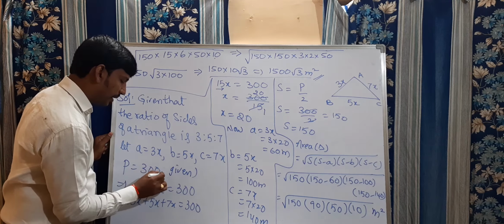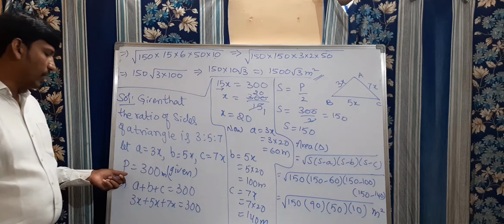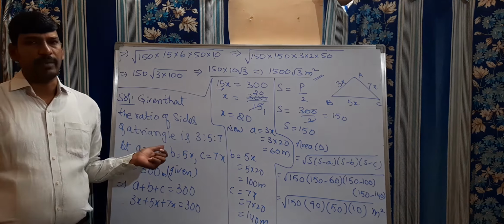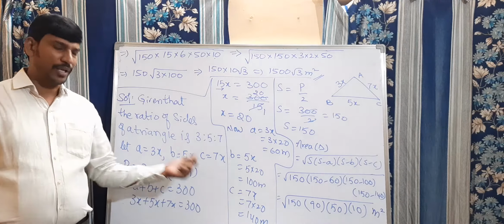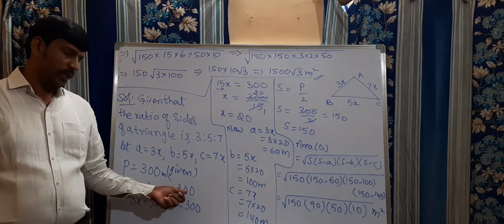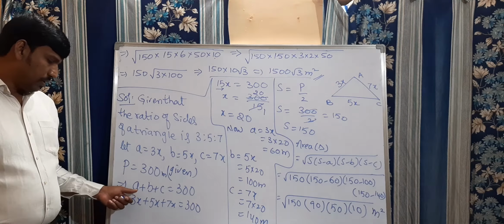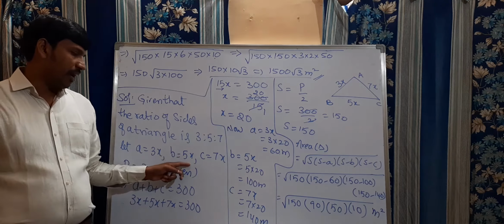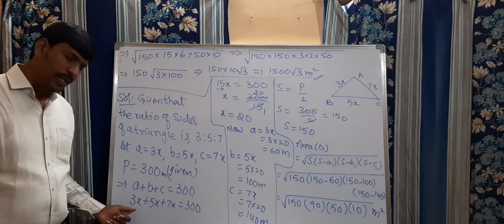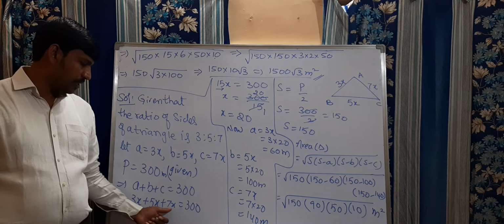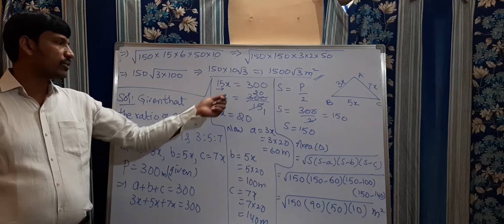300 meters they given. So now, what is the perimeter? Perimeter is nothing but the sum of all the sides, a plus b plus c. Then a plus b plus c equal to 300. What is the ABC value? 3x, 5x, 7x. Substitute here. 3x plus 5x plus 7x is equal to 300. By adding all those, you will get 15x.